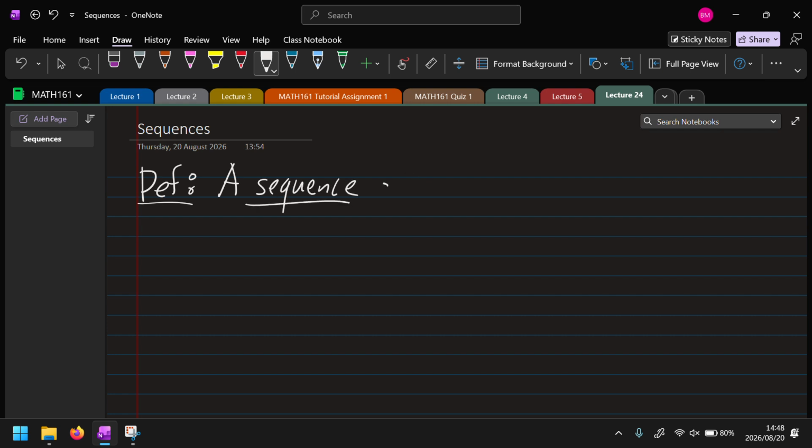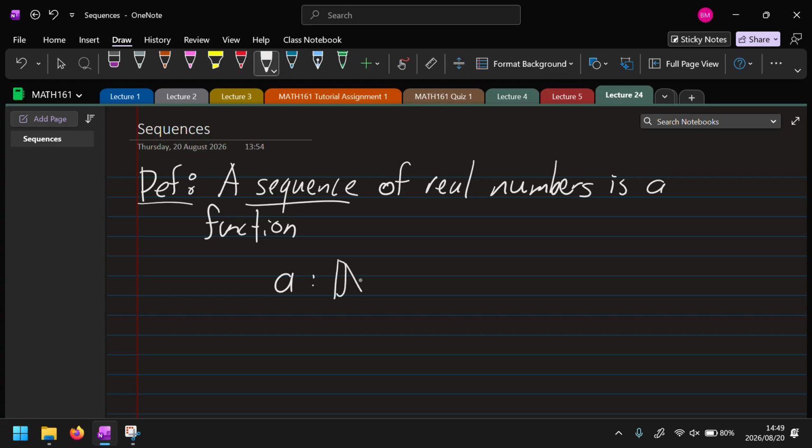A sequence of real numbers is a function, let's call it A. There's a function A from the natural numbers to the real numbers.